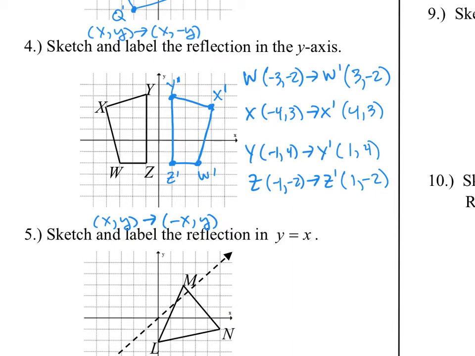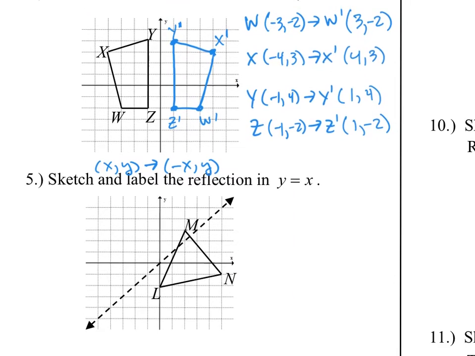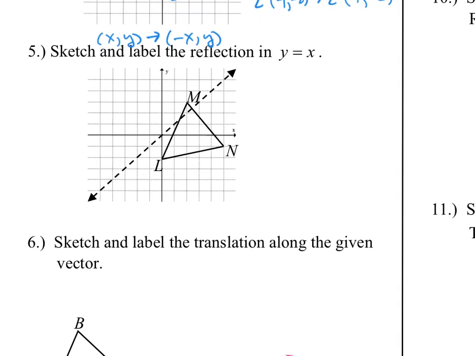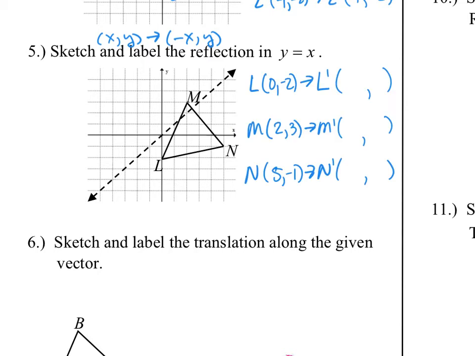All right, so let's move on to number 5, where again, let me go ahead and provide you with the coordinates of the pre-image points L, M, and N. Okay, so here are the coordinates of L, M, and N, and what we're going to do is reflect in the line y equals x. So you'll recall from class that the rule for reflecting in the line y equals x is just take your x and your y values and switch them.